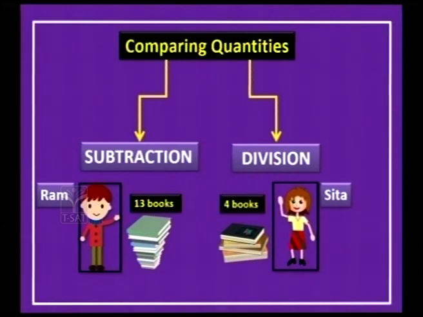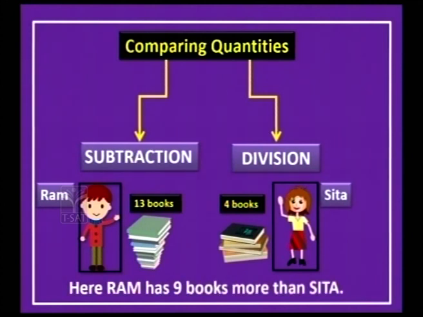Now children, how many more books does Ram have than Sita? Yes, we get it by subtracting 4 from 13. So how many more books does Ram have children? Yes, I can say Ram has 9 books more than Sita. So this is how we compare using subtraction. Okay children. Now let us see how to compare the quantities using division.